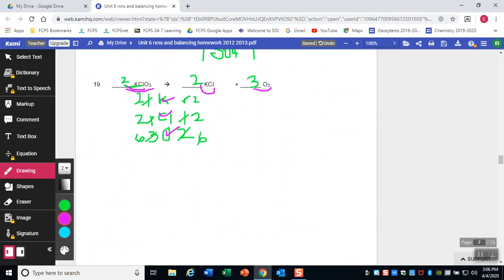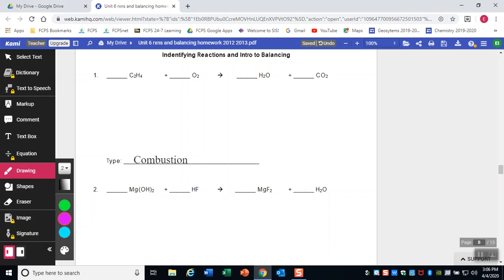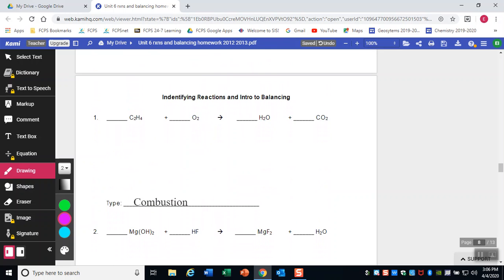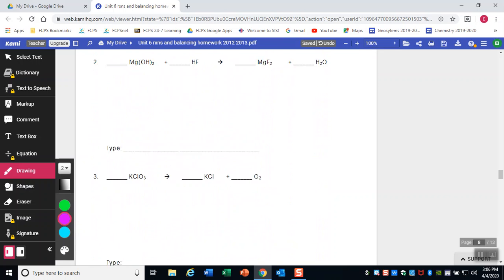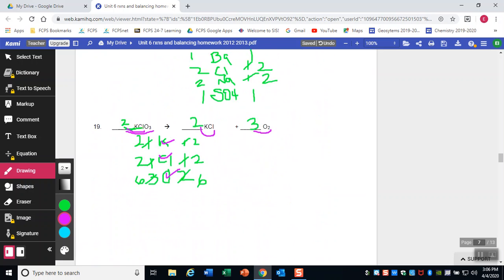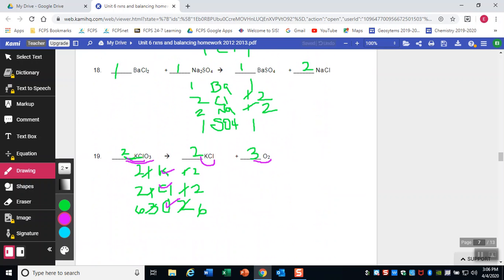Okay, good job. We have another sheet of practicing and doing the identifying. All right, the easier ones are easy, but it takes practice to be able to do a tricky one. So there's another sheet for practice.